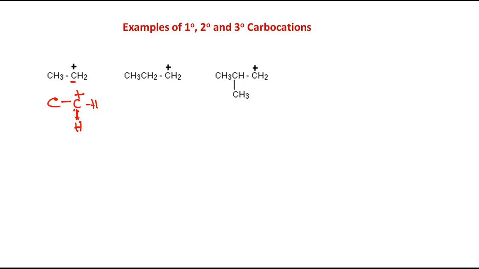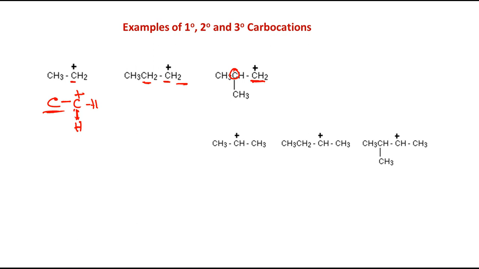Now you can easily identify how many C-C bonds there are. It is only 1, so that is why it is an example of 1 degree. Similarly, the second one is attached to 2 hydrogens on the right hand side, and on the left hand side there is 1 C-C bond. And the last one also, this carbon carrying the positive charge is attached to one carbon, which is this one, and 2 hydrogen atoms. Next 3 examples are for 2 degree.